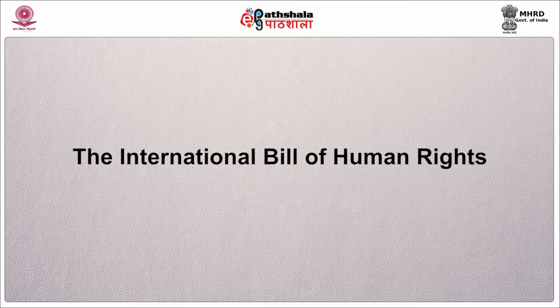The International Bill of Human Rights. The Universal Declaration of Human Rights, 1948, was the first legal document protecting universal human rights, together with the International Covenant on Civil and Political Rights and the International Covenant on Economic, Social, and Cultural Rights. The three instruments form the so-called International Bill of Human Rights, a series of international human rights treaties and other instruments adopted since 1945, which have expanded the body of international human rights law.